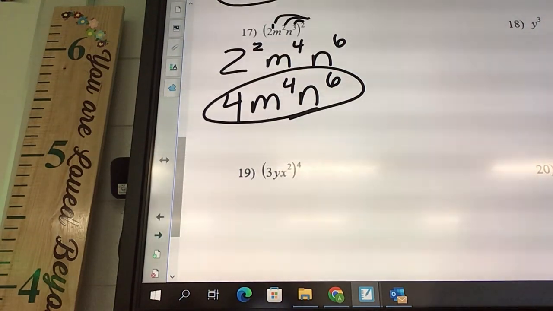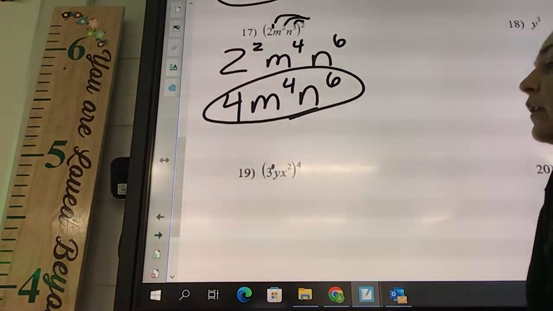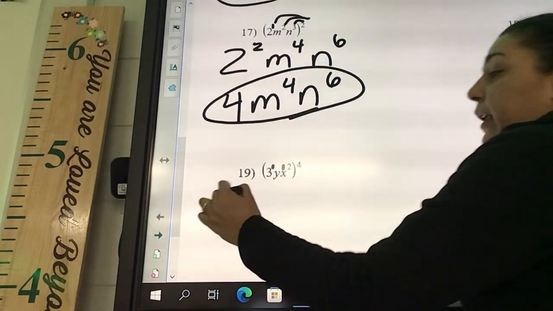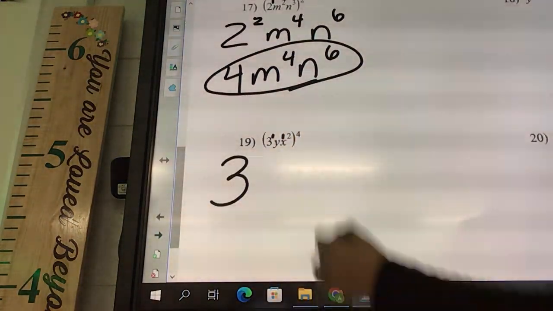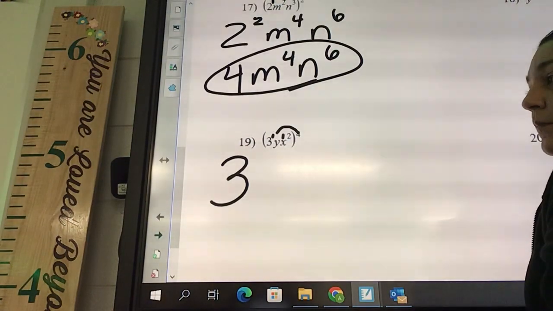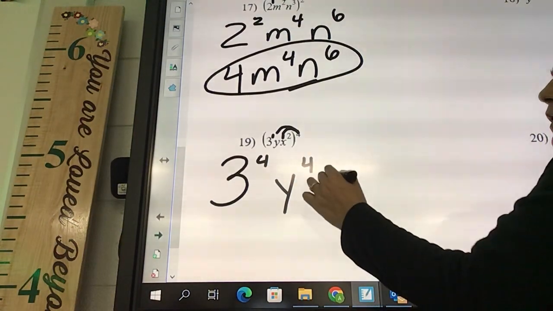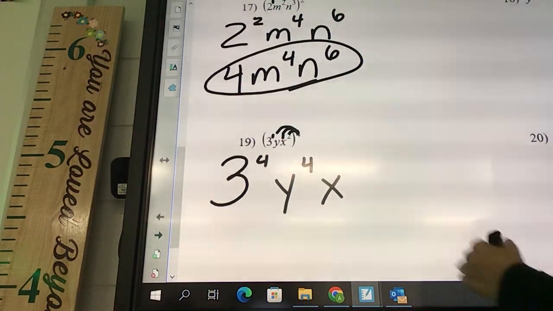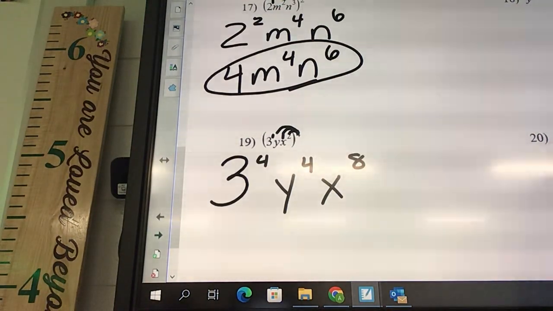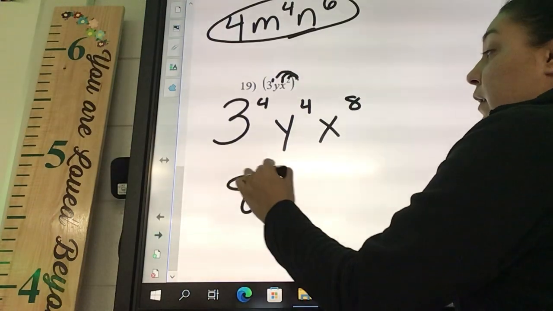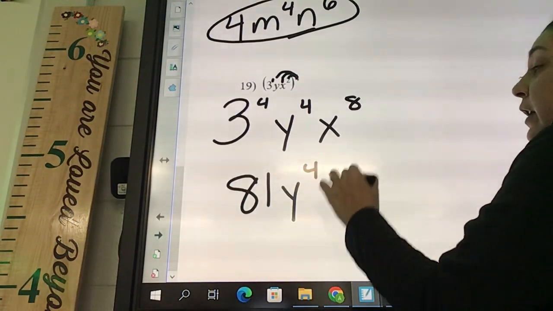Okay, 19. Where can we put 1? The 3, where else? The y. The y gets a 1. So we're going to have a big 3 for our coefficient. 4 times 1? 4. Y, 4 times 1? And then the x is going to be 4 times 2. What is 3 to the 4th power? 81. Somebody agree? So we get 81, y to the 4th, x to the 8th.